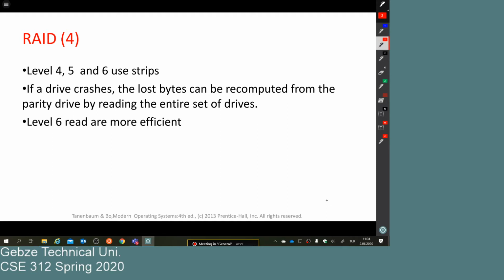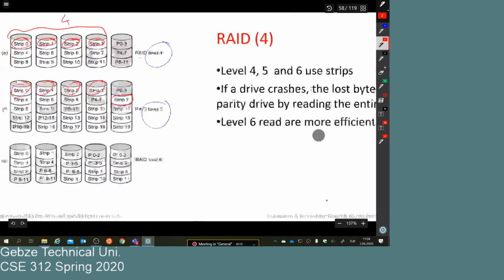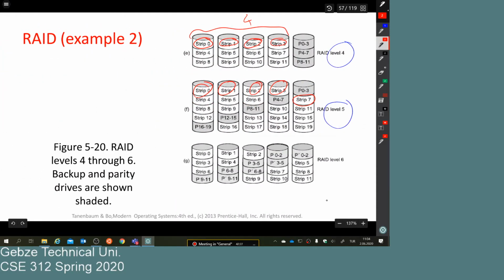So level 6 is, it turns out, a little bit better in terms of reading. So these are kind of the differences between the RAID levels. As I said before, I wouldn't say level 6 is always better than level 4, because it has a more complicated structure in terms of parities, etc. There are different configurations, and in Windows or in Linux you can set up many hard drives using this kind of RAID structure. They allow you that.